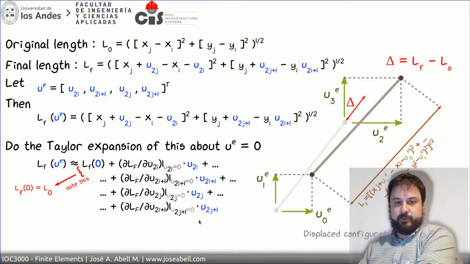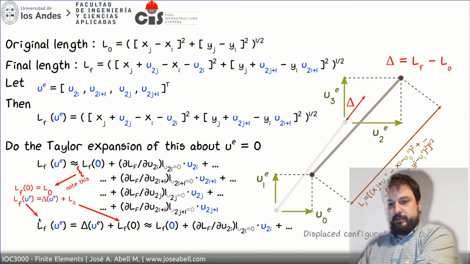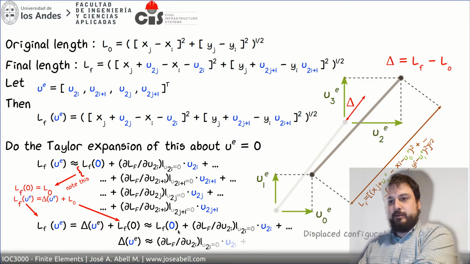The final length evaluated at u equals 0 is the undeformed length, and the final one is going to be the undeformed length plus the delta, so L naught plus UE is the final length. So in that way, we can approximate the final length as the increment in length plus this function evaluated at 0. With all of this in mind, we can just simply cancel this term and this term on each side of this approximation equation, and we can approximate the delta as all the part of the equation that involves the derivatives.